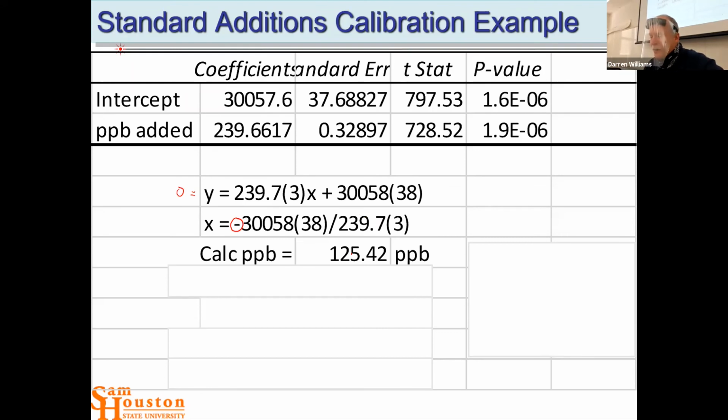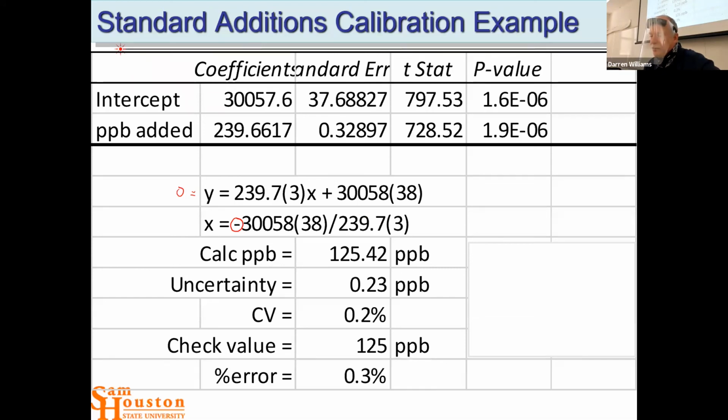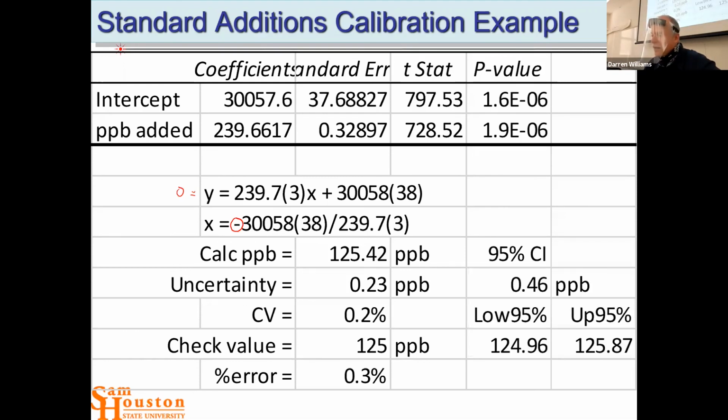And our calculated parts per billion is 125.42. So that's a good start. Our uncertainty is 0.23 parts per billion. And so that's a 0.2% coefficient of variation. And then our check value, of course, is 125. And our accuracy is 0.3%. So it's excellent accuracy. And our 95% confidence, this 0.23 times 1.96 gives us 0.46 parts per billion. And that goes from 124 to 125.8, and 125 is right here in the middle.